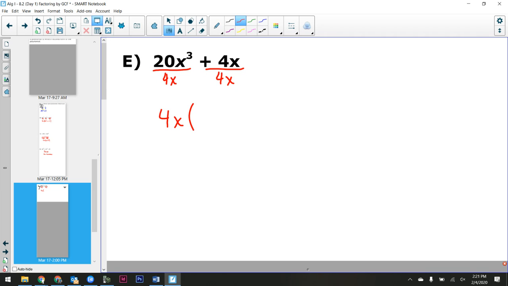Okay, what's left over? 5x squared plus what? Well, the x's canceled. The 4's, do they cancel? No. 1. Yeah, a lot of people might tell me that I shouldn't write anything here, which is not the case. When you have the same thing over the same thing, 4x over 4x, it's 1. Not nothing. It's 1. Okay? And that's my answer.